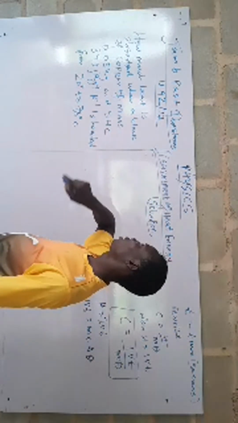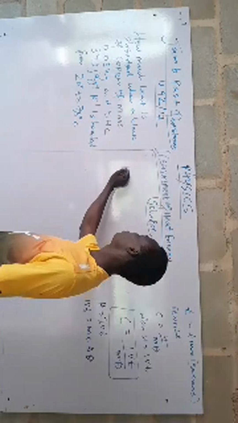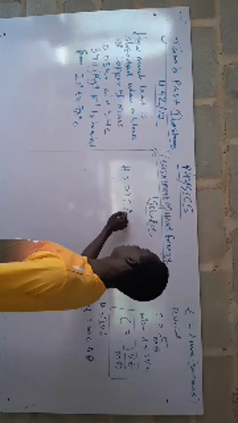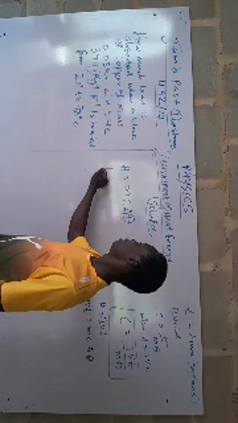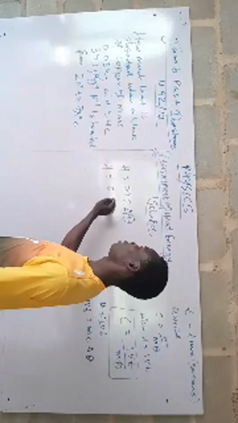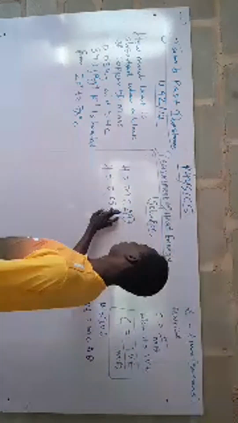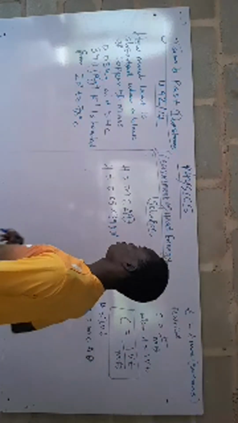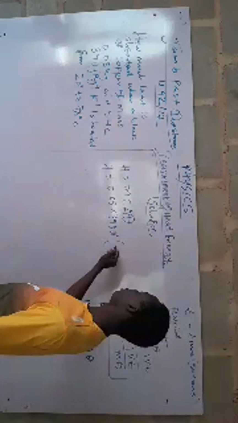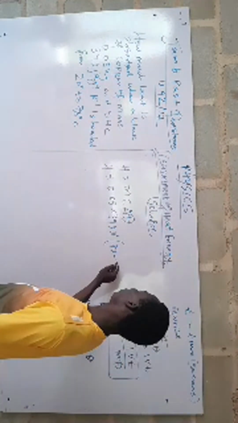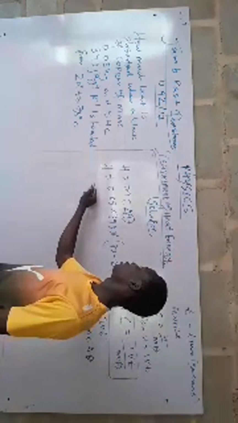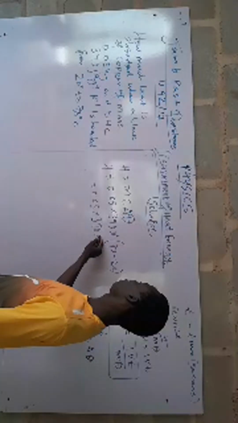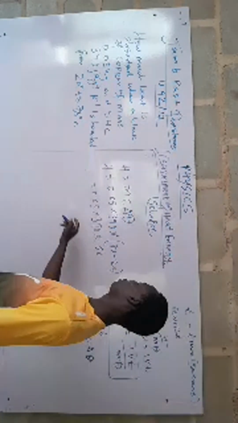How much heat is absorbed? H equals MC followed by a change in theta. H equals mass 0.05, followed by specific heat capacity 390, times change in temperature, from 70 subtract 20, which gives 50.